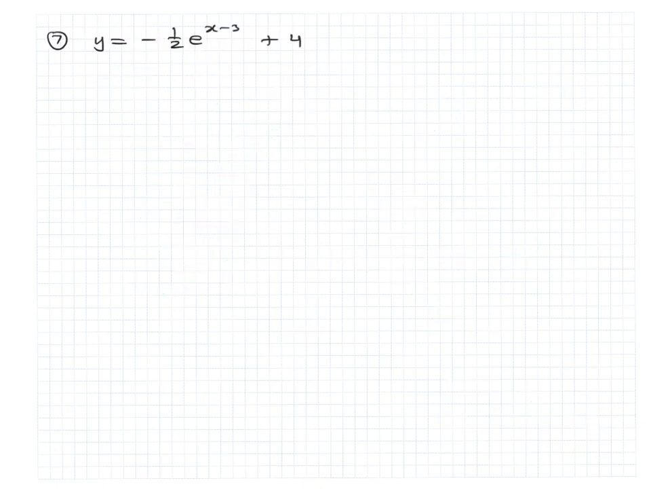All right, final example. We have y equals -1/2 e to the x minus 3 plus 4. First I notice it moved right 3 and up 4.